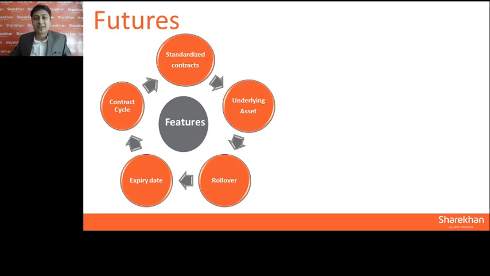Contract cycle: generally you have a 3-month contract cycle available in Indian markets. For the month of April, as of now, we have May and June available. So if you don't want to trade April and you want to hold your position for a longer period, maybe for the next couple of months till 15th June, you can directly buy the June contract, or you can choose to buy a May contract.